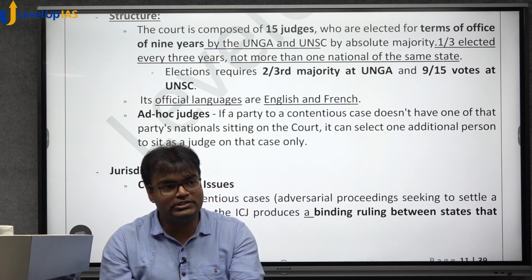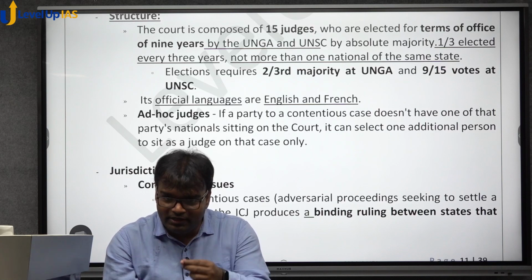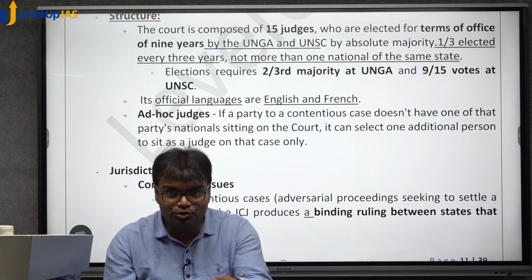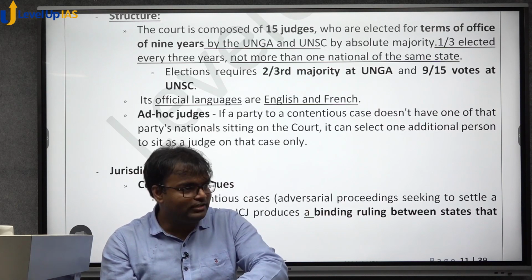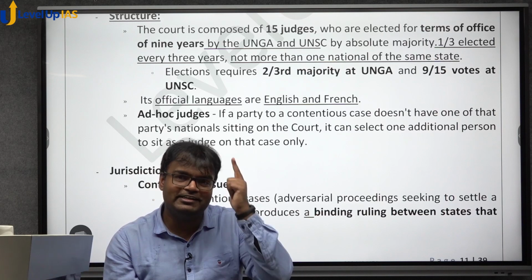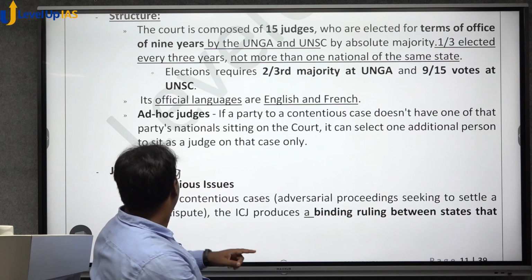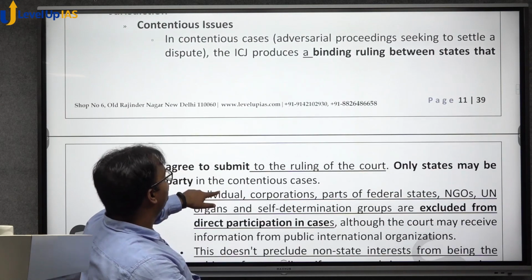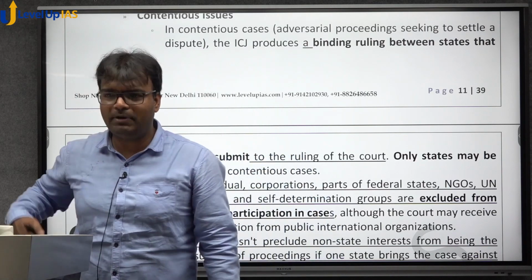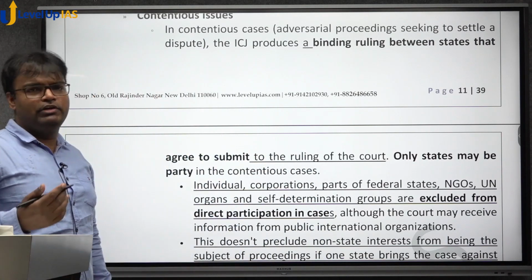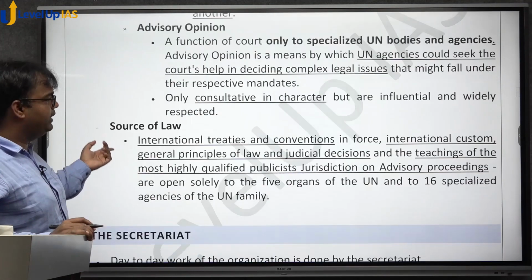The International Court of Justice has 15 judges. But in case a member country, a party to the dispute, does not have representation from a judge of that country, then that member country can send a judge there. Got it? Okay. Now, jurisdiction, as I have already explained, only member states can be participants here, and if they have agreed, we will come under ICJ jurisdiction, not otherwise. Advisory opinion I have also explained.